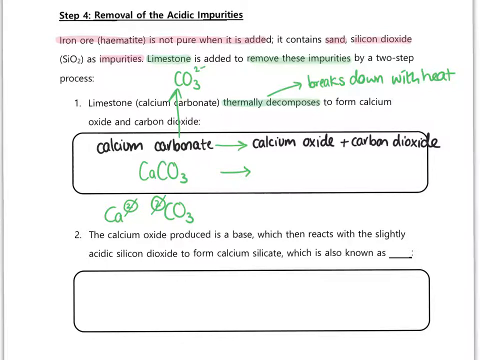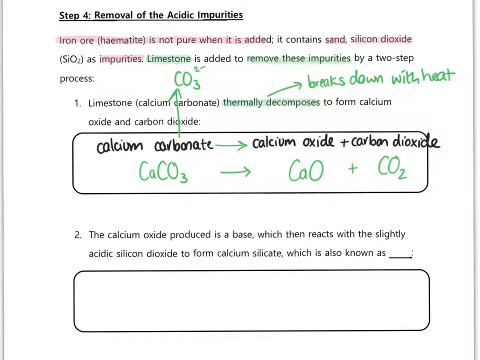That reacts to give calcium oxide. Calcium oxide, again, we've got a calcium with a valency of 2. Oxide is just oxygen with a valency of 2 as well. That will cancel out, and so you get your formula of just CaO. Plus carbon dioxide, which is CO2. And this equation is balanced.